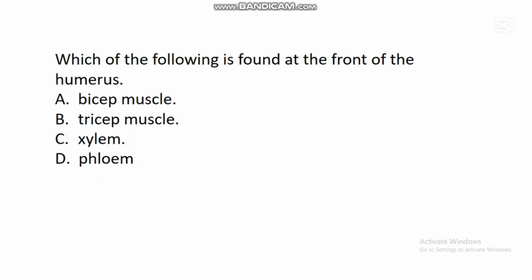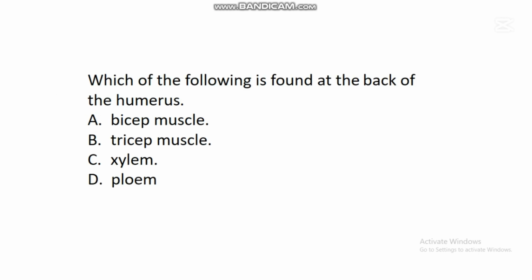The next question says, which of the following is found at the front of the humerus? A. Bicep muscle, B. Tricep muscle, C. Xylem, D. Phloem. In this question, the correct answer is A. Bicep muscle. Research has shown that there is a muscle known as bicep muscle. This bicep muscle is found at the front of the humerus.